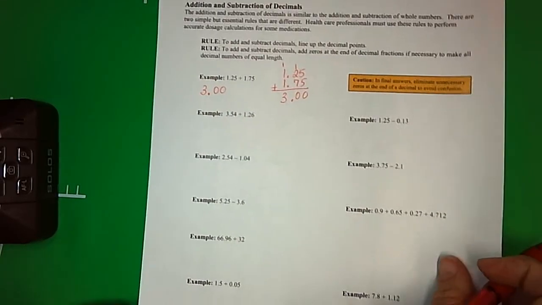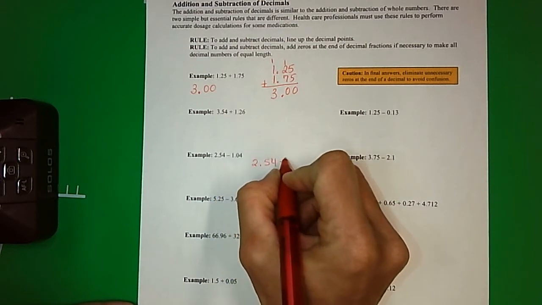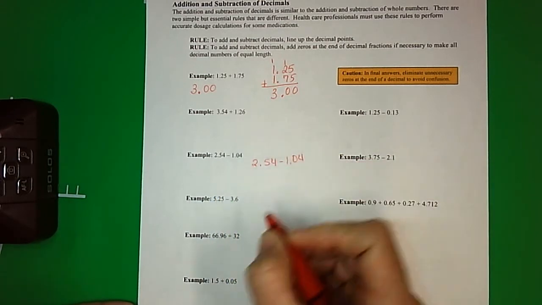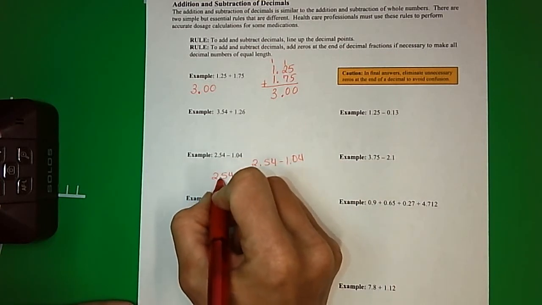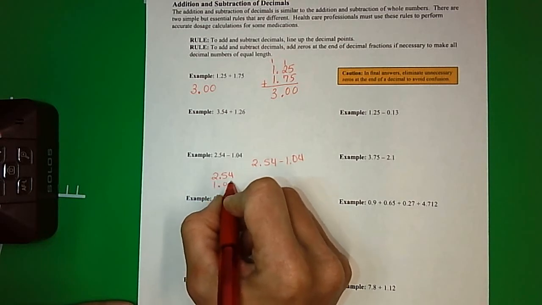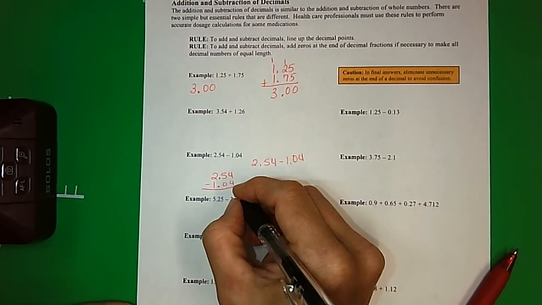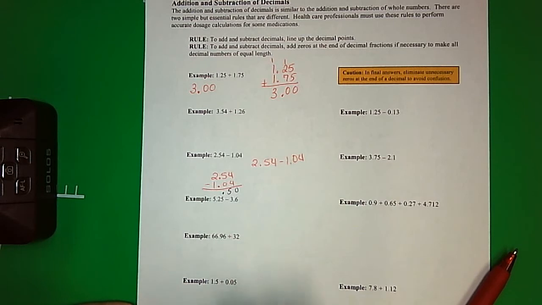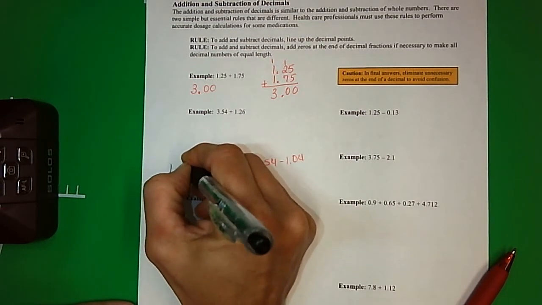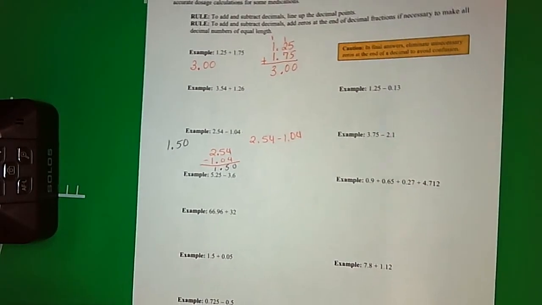So let's do a subtraction one. So 2.54 minus 1.04, and let's line it up. So we got 2.54, and we got to line up the decimals because it is subtraction. And we say 4 minus 4, oh, that's 0. 5 minus 0 is 5. Bring down the decimal. 2 minus 1 is 1. So that's my answer, 1.50. And again, in the nursing, we wouldn't want the trailing 0.